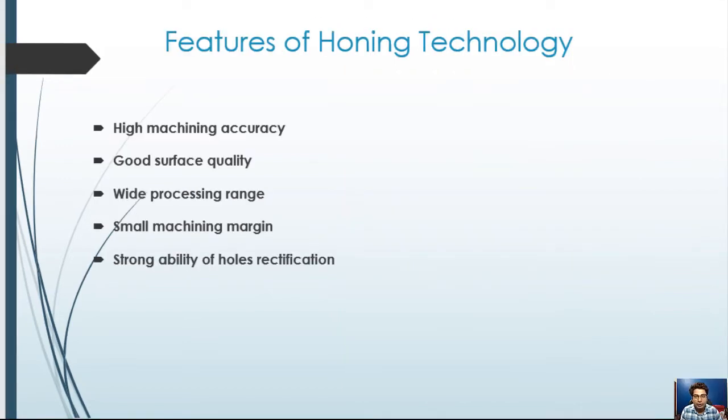Now coming on to features of honing technology. There are certain features which are listed over here. We will be talking about them one by one. The first one is high machining accuracy. There are some small and medium sized through holes made by the process and their cylindricity is within 1 micron. The roundness of some parts with uneven wall thickness is 2 microns, such as connecting rods. The roundness can also reach about 5 microns for large holes.